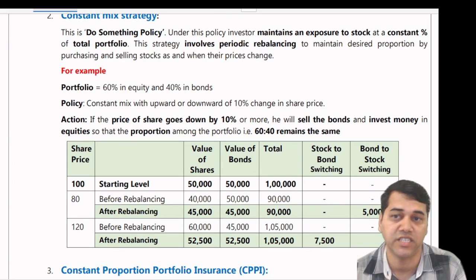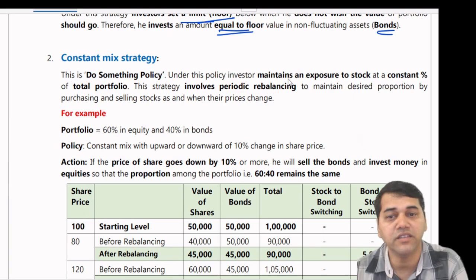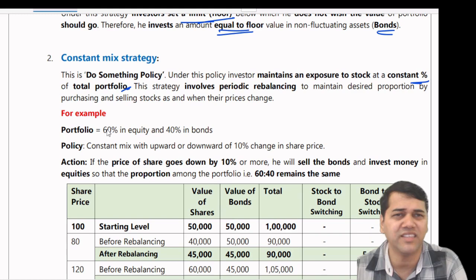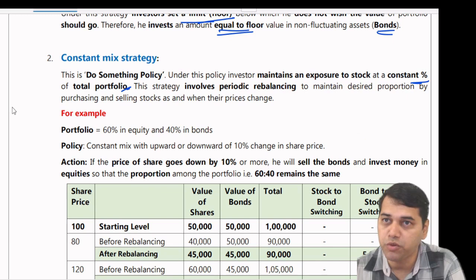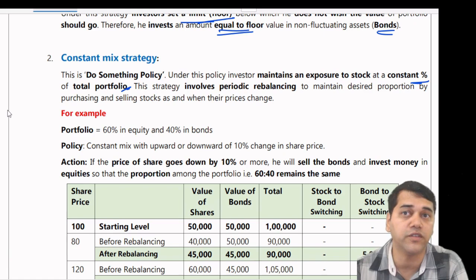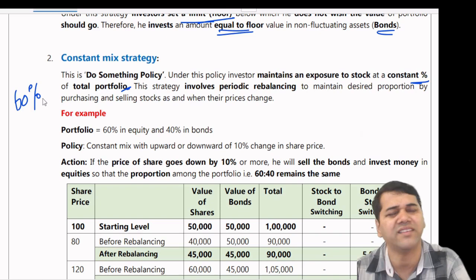What is the constant mix? Under this, the investor maintains an exposure to stock at a percentage of the total portfolio. If you invest in mutual funds, NPS and all, they ask you how much portion you want invested in the share market. Suppose you are contributing 50,000 rupees a year. I say invest 60% in the share market. Whatever the value is, 60% of it will always be invested in the stock market.